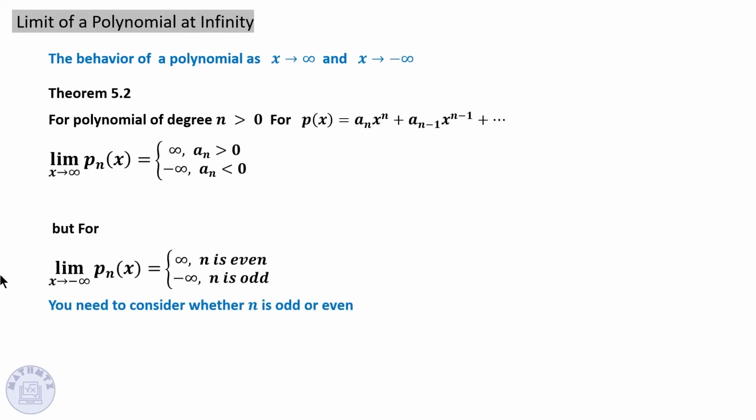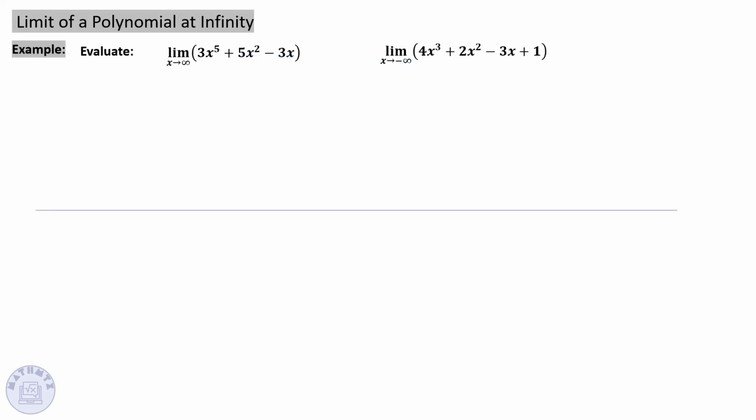But when you are looking at the limit when x is approaching negative infinity, then you have to consider the degree or the power of the leading term. If it's even, then the limit will approach infinity. But if it's odd, then the answer will get the negative sign. Let's practice on this with these questions.